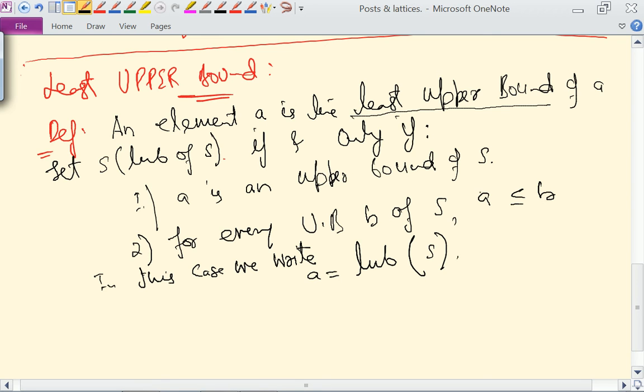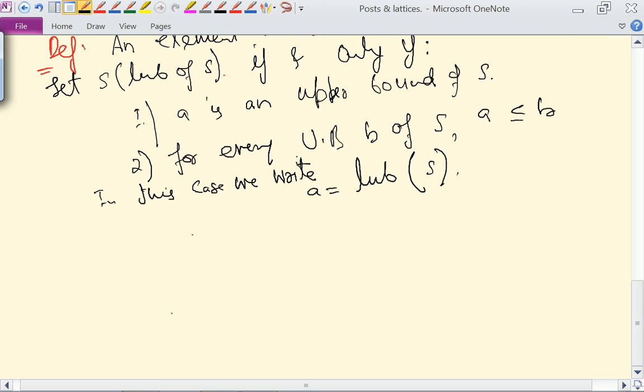If you see the previous one, the B's should be less than or equal to A. Here we have A less than or equal to B. In lower bounds it was B less than or equal to A, but now in upper bounds we say A is less than or equal to B, so it should be an upper bound and it should be the least. Simple thing, right? So now you must have a question: what is an upper bound, what is least, what is the least upper bound? So let's do an example to understand it.